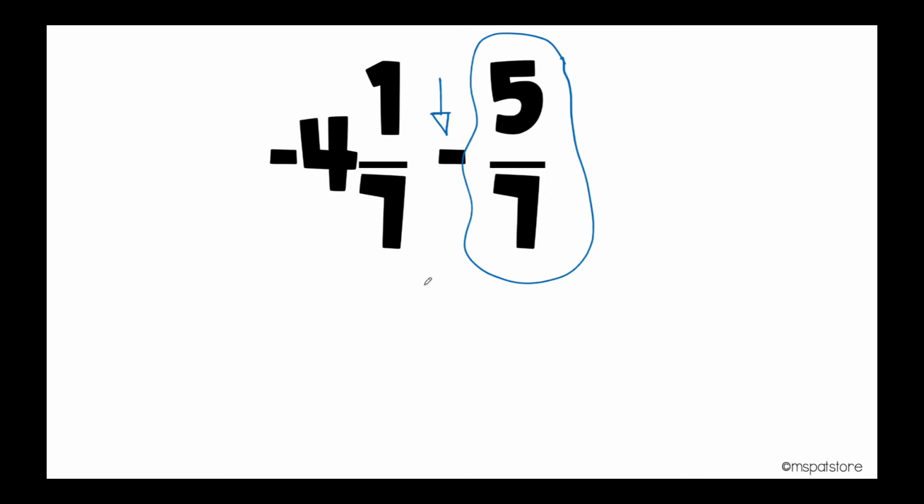When we are subtracting rational numbers, you use the same rules as when you're subtracting integers. Do you remember from a previous video? You need to add the opposite of the second integer. In this case, we're going to add the opposite of the second rational number. So let's do negative 4 and 1/7 plus the opposite of 5/7, which is negative 5/7.